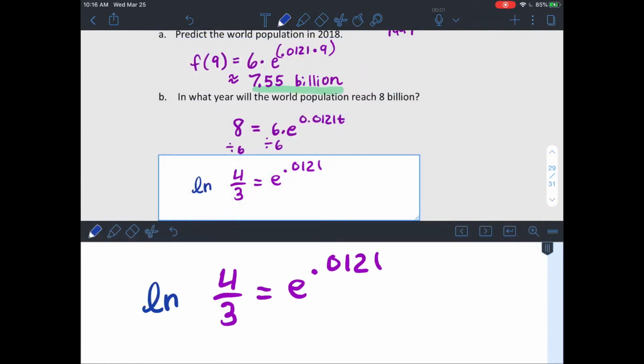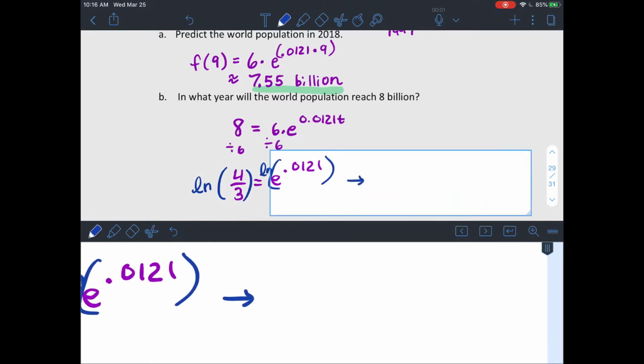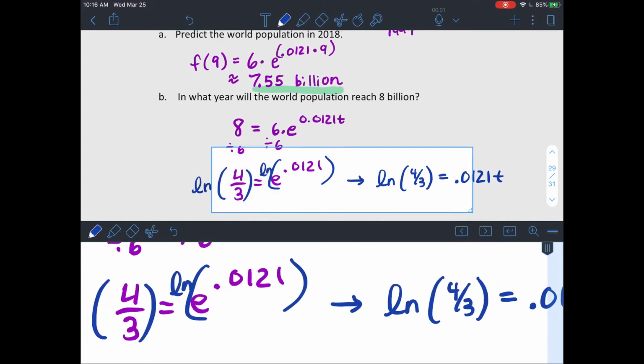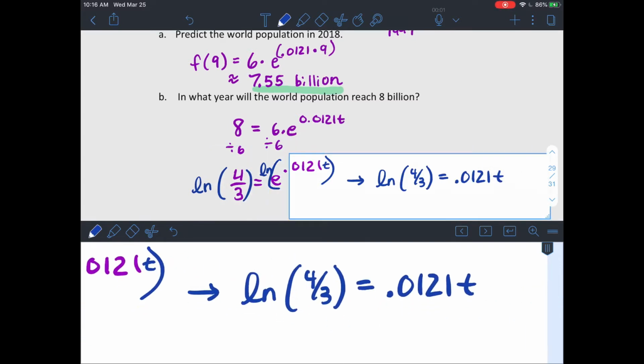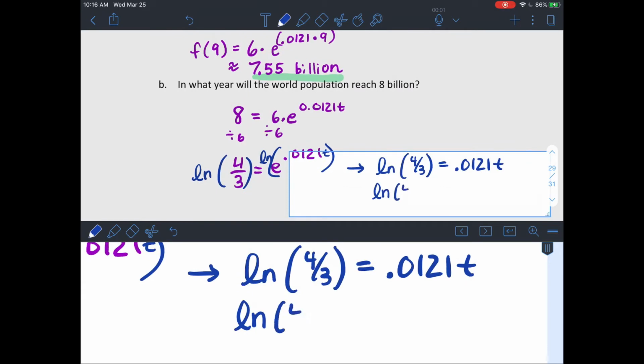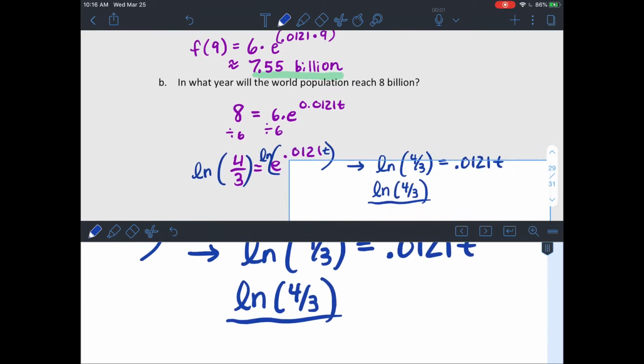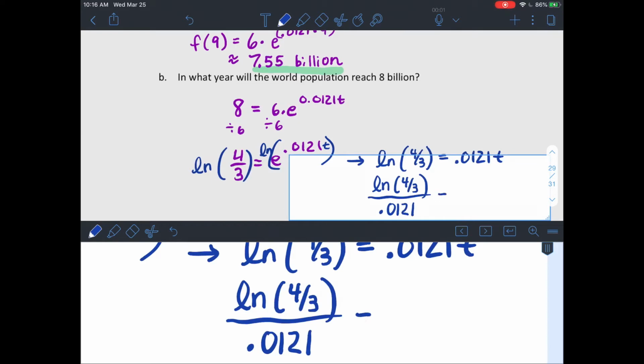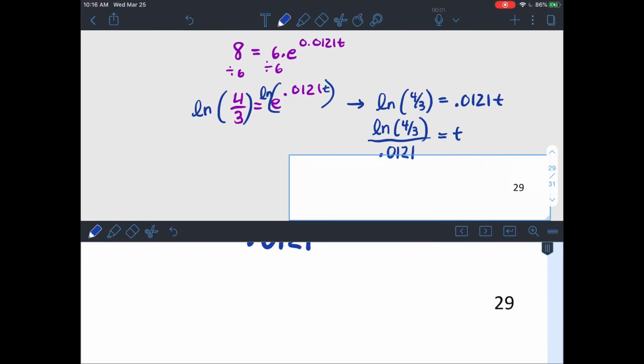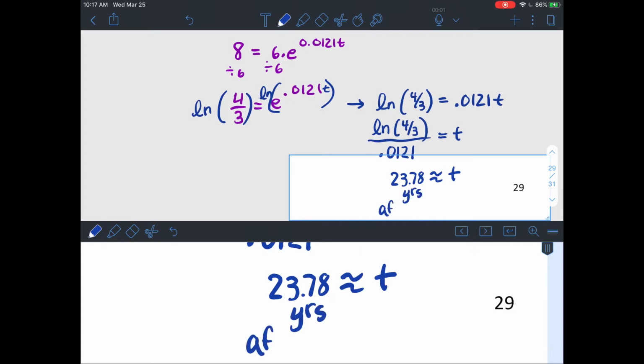And then to undo an exponential function and solve for t, I am going to have to do natural log base e of both sides, which will just give me natural log of 4/3 equals 0.0121 t. I realize I left that t off in my exponent before. Should be that. Divide to get t by itself. And then if you punch that into a calculator, you should get approximately, for your number of years, t is 23.78 years to reach 8 billion.